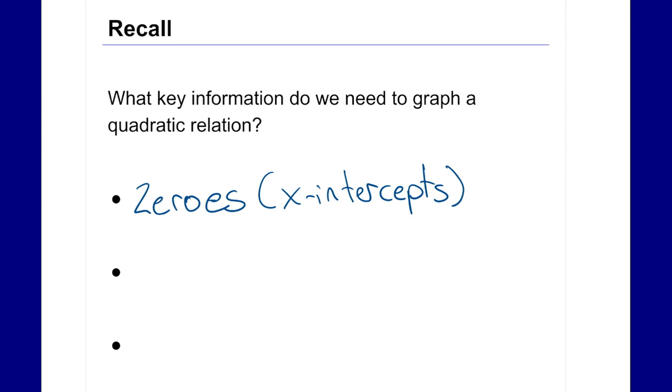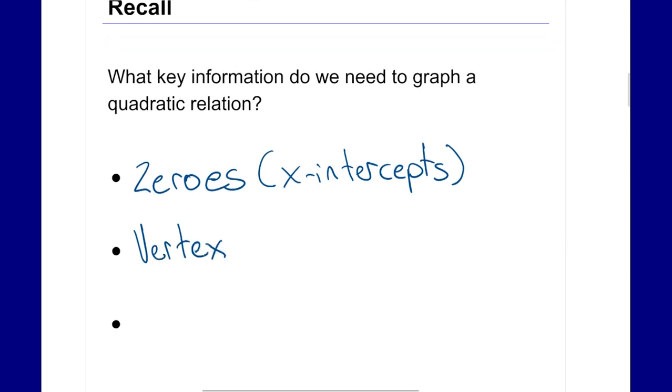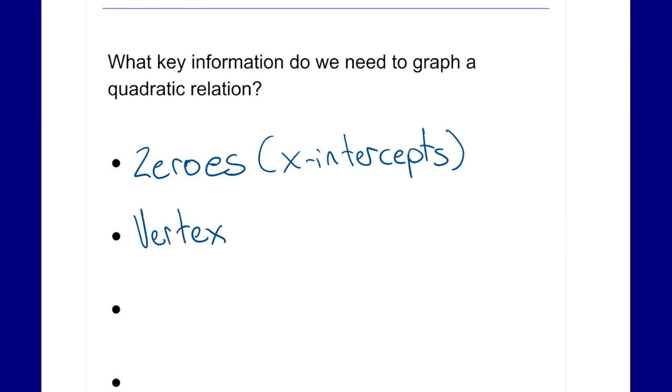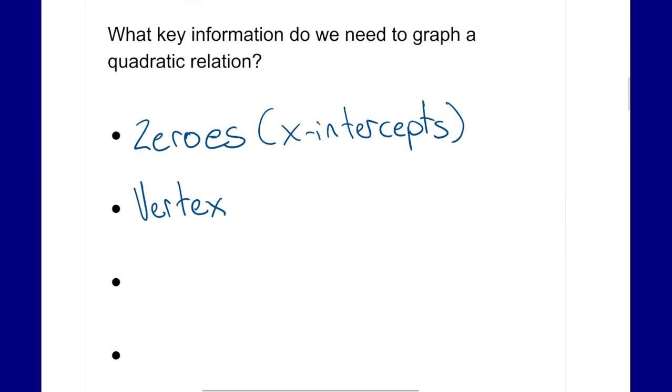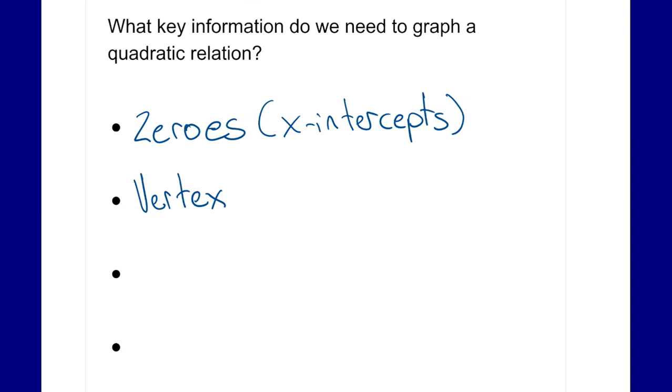With the zeros or the x-intercepts, we could also find the axis of symmetry, right? That middle value. If we're wanting to graph, we do need to know the vertex. We need to know where the highest or the lowest point of our parabola is, because again, that gives us an idea if it's opening up or opening down. Just if we know the zeros and the vertex. We do need to know the axis of symmetry.